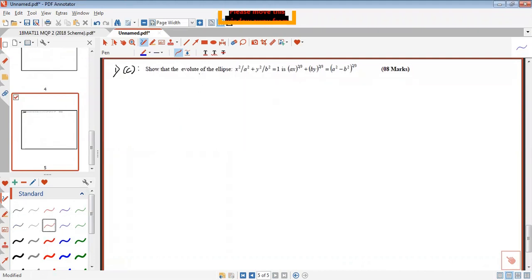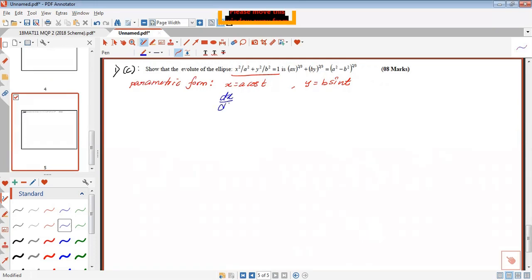Here, first I will write the parametric form of the ellipse. The given curve is an ellipse. The parametric form is x is equal to a cos t and y is equal to b sin t, which is the parametric equation of the ellipse x square by a square plus y square by b square equal to 1. Next, differentiate this.